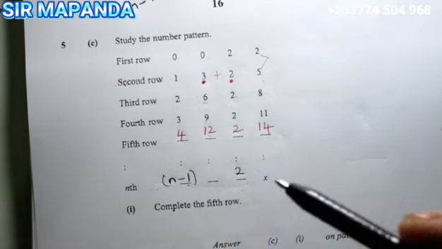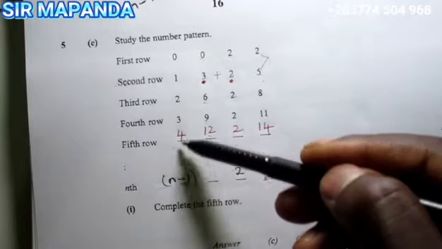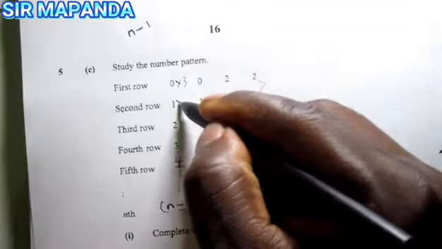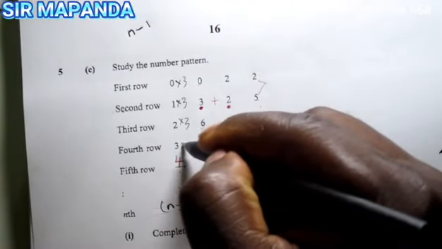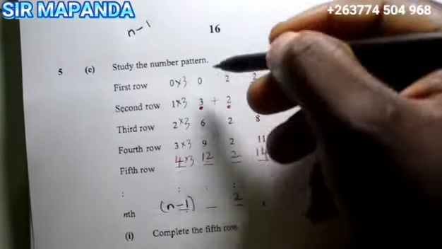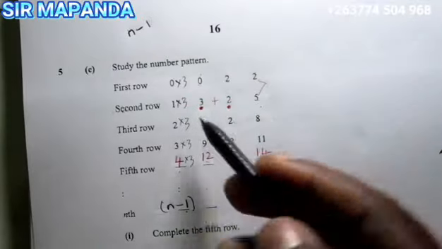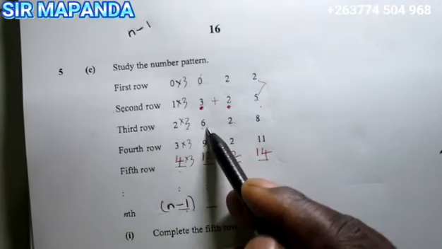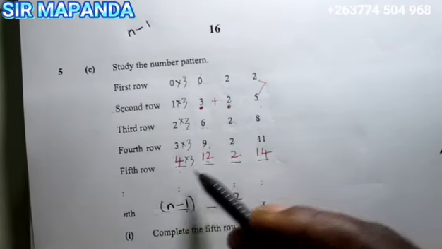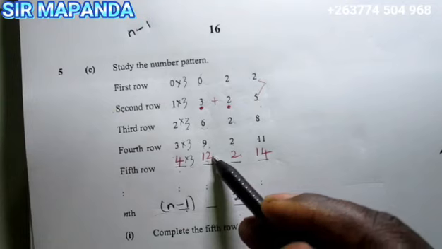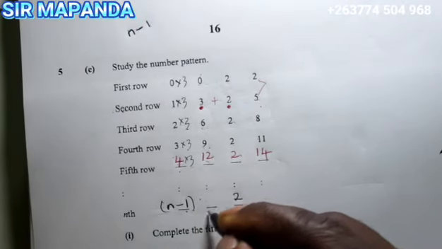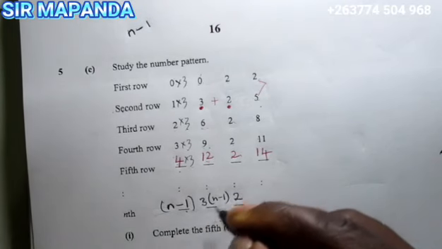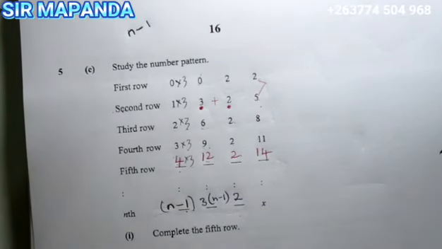Then if you start again, if we multiply the first row by 3, you get the number in the second row. Like 0 times 3, you get 0. 1 times 3, you get 3. 2 times 3, you get 6. 3 times 3, you get 9. 4 times 3, you get 12. So to get the term here, I'm going to multiply this n minus 1 by 3. I hope you are following.